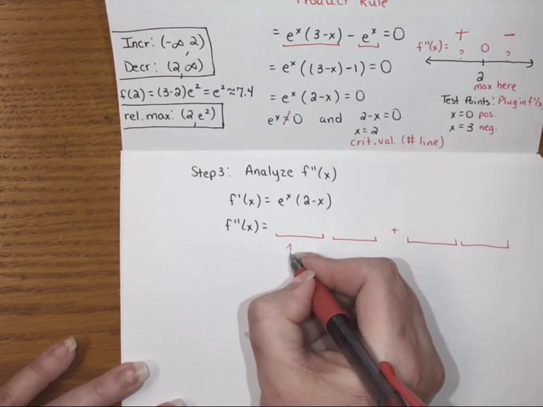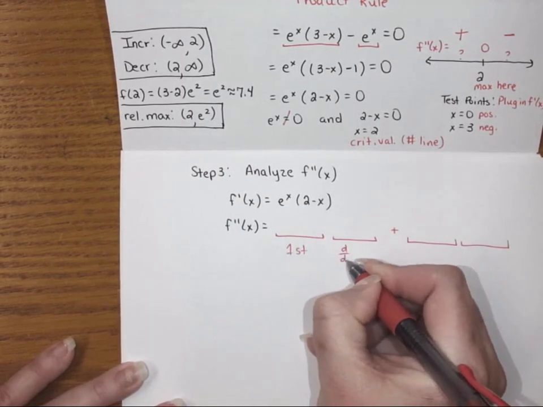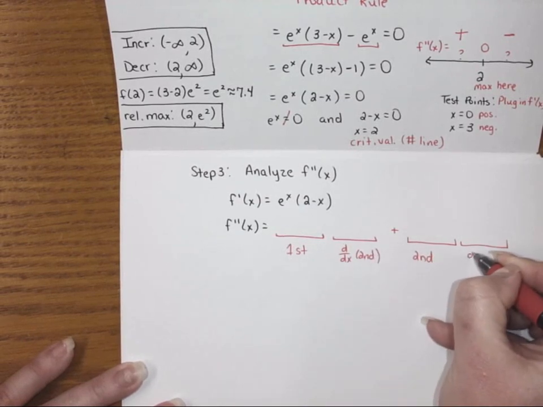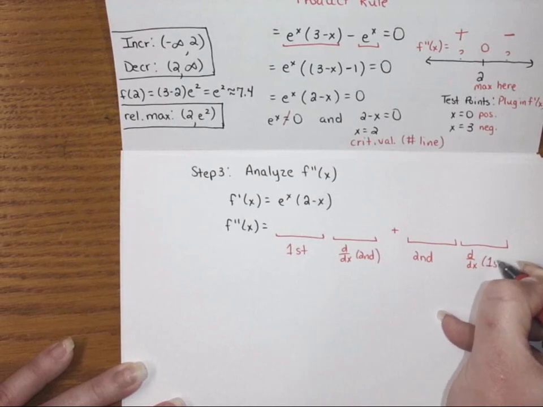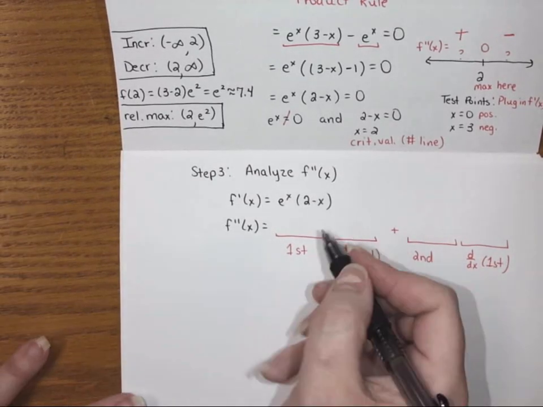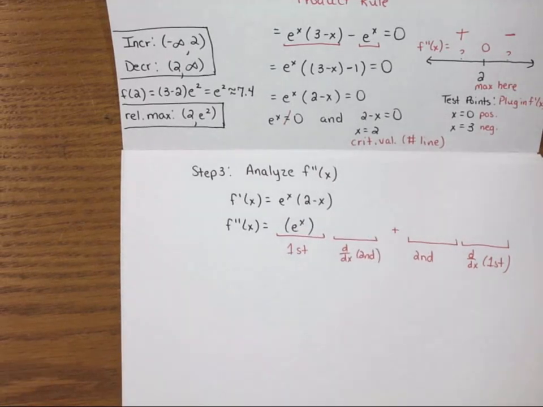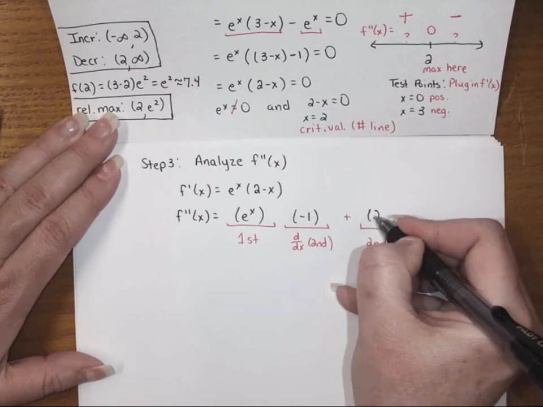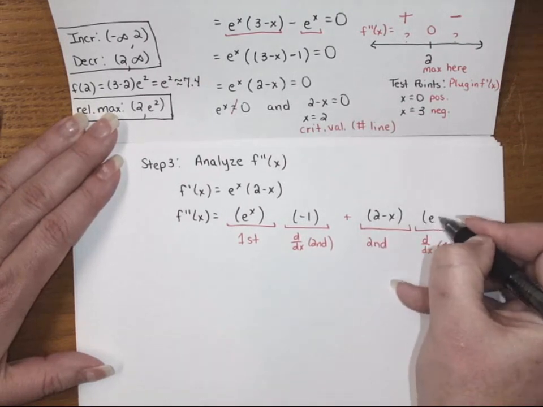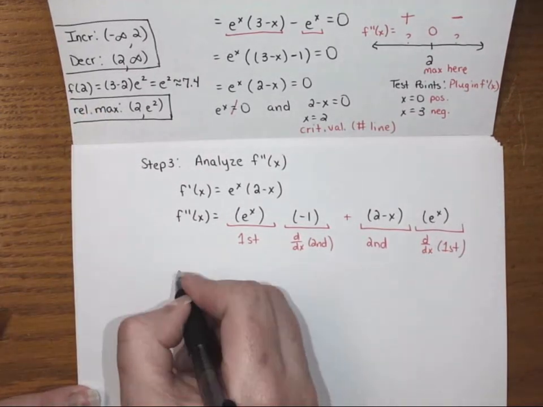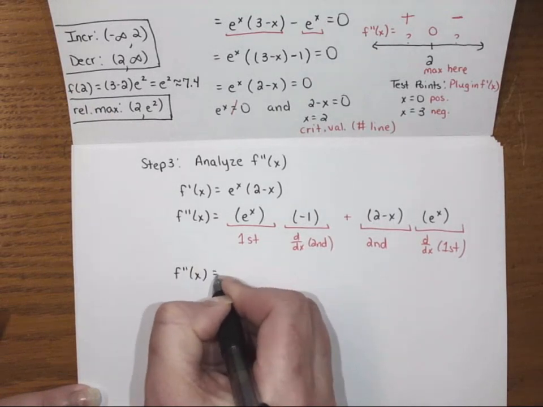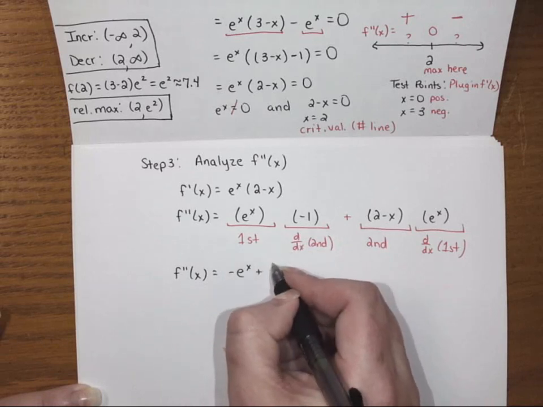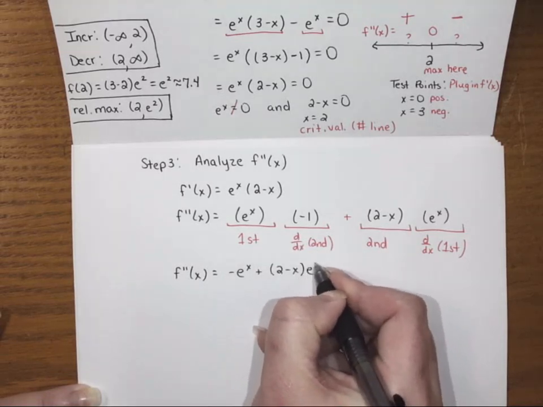So we've got first times derivative of the second plus second times derivative of the first. So the first is e to the x. The derivative of the second is -1. The second piece is 2 minus x. The derivative of the first is e to the x. So for the second derivative, which remember I'm trying to set equal to 0, I get negative e to the x and then plus (2 minus x) parentheses e to the x.